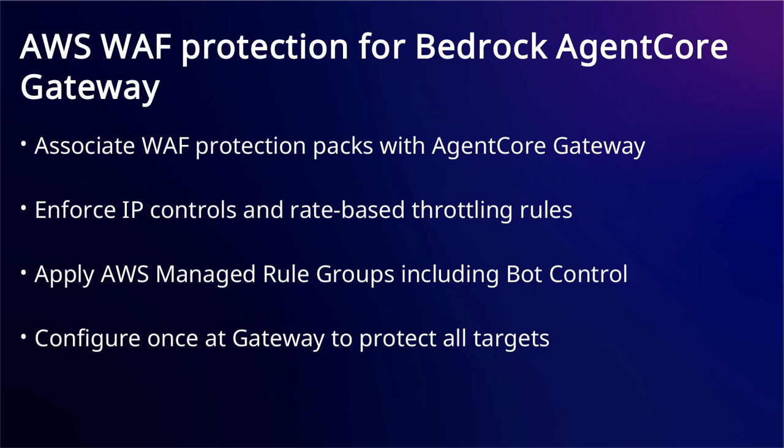You configure the protection pack once at the gateway level, and AWS WAF applies it consistently to every target behind that gateway, meaning a single configuration protects all downstream tools, agents, and integrations without requiring individual security configurations for each component.